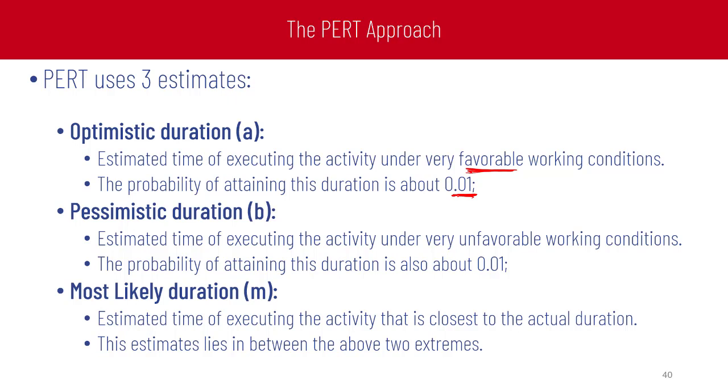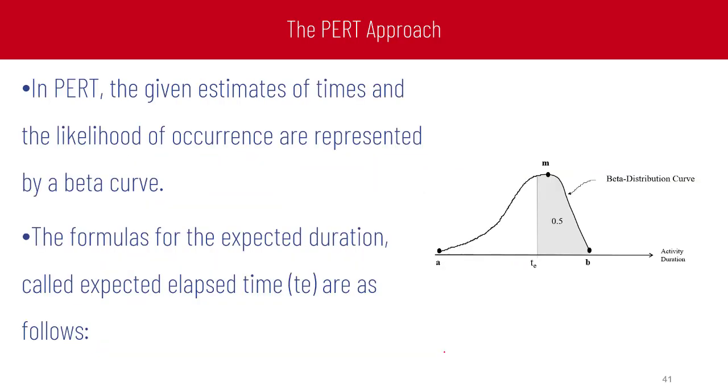Pessimistic duration is the estimated time of executing the activity under very unfavorable working conditions, and the probability of attaining this duration is 0.01. Most likely duration is the estimated time of executing the activity that is closest to the actual duration, and the estimate lies in between the above two extremes, between 0.01 from the right and 0.01 from the left.